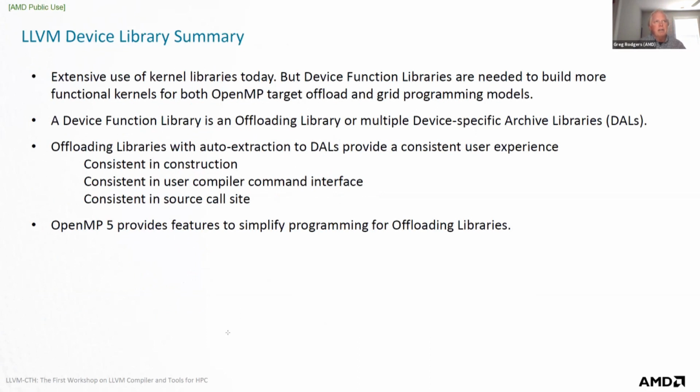So here's the summary of my talk. There is extensive use today of kernel libraries, but device function libraries are needed to build more functional kernels for OpenMP, as well as the grid programming models. A device function library is an offloading library, or actually multiple device-specific archive libraries. Offloading libraries with auto extraction to DAOs provide a consistent user experience. What I mean by consistent is consistent in construction, consistent in the user compiler command interface, like finding the libraries, and also consistent in the source call site. And the last point I want to make is OpenMP 5 provides features to simplify the programming for offloading libraries.